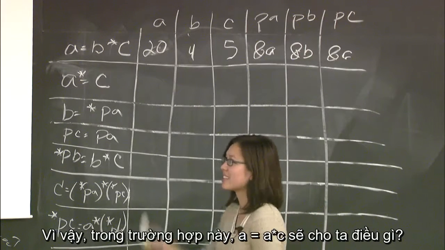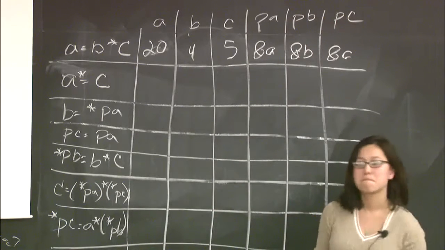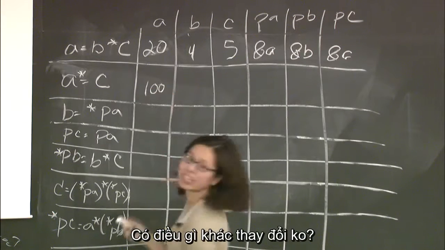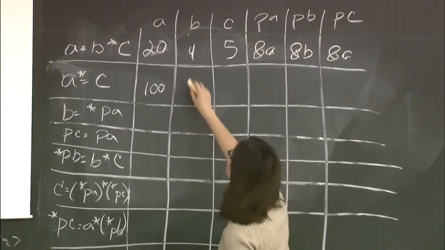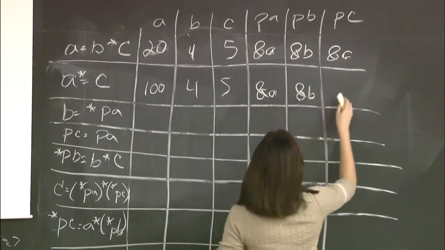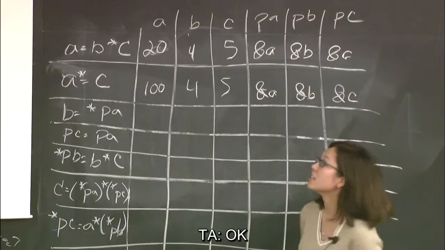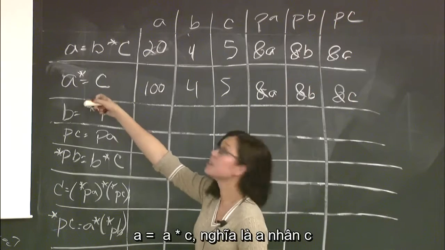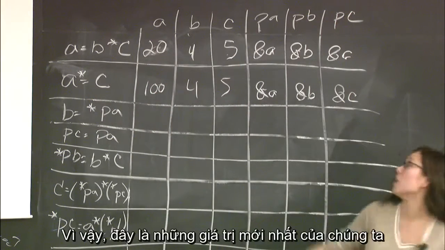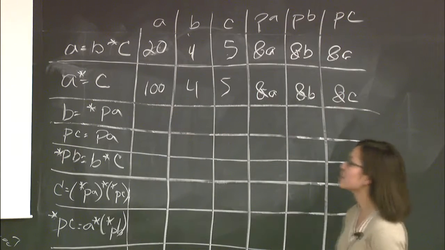So in this case, A equals A times C would give us what? Again, not a trick question. 100. Does anything else change? Maybe I will finally get better at my ampersands. Sorry, we'll see. How'd you get 100? Okay, so A is equal to A times C. Oh, you're using A from the previous. Yes. These are our most recent values. These are what you should be using as we move down. Okay?